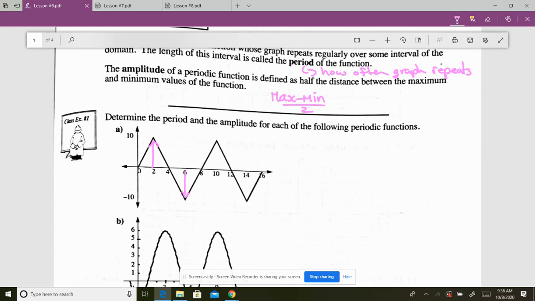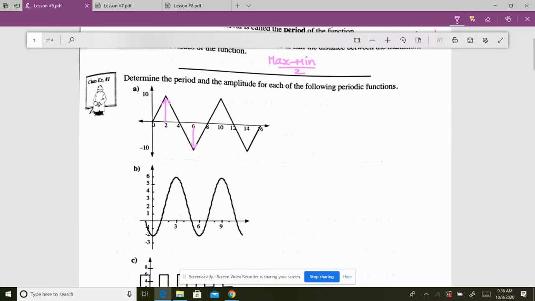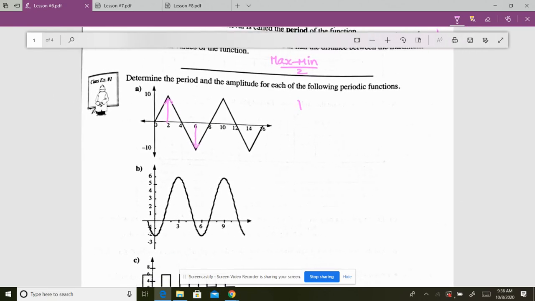So looking at these graphs here, these are all periodic because they repeat themselves. For the first one, if I asked for the period, how often does it repeat itself? You have a choice here. You can go the distance between peaks, so peak to peak. You can go trough to trough, or bottom to bottom. Or you can go midpoint to midpoint.